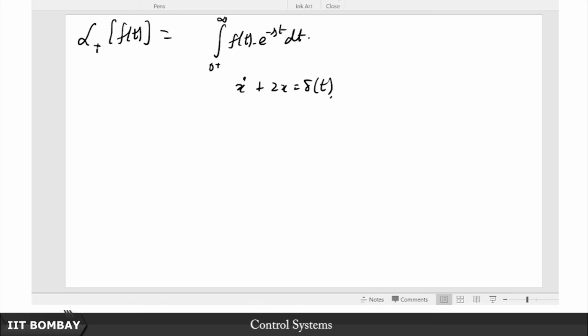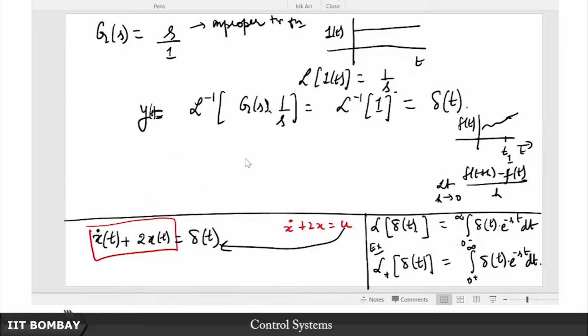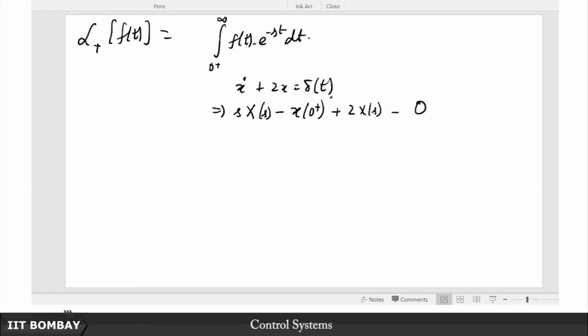Let us say we apply this transform, so upon applying the Laplace transform, we get s times x(s) minus x at 0 plus 2 times x of s is equal to 0. Why 0? We have already seen this, right, that if you take the L plus transform of the impulse, that turns out to be 0. We have seen this here, haven't we? So therefore, we just equate it to 0. So it is equal to 0.